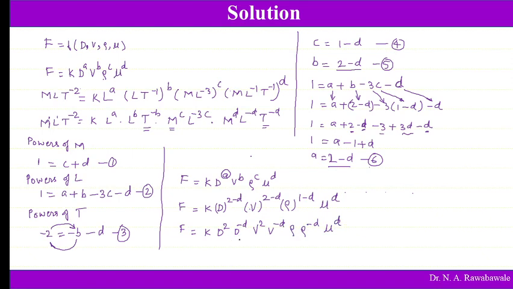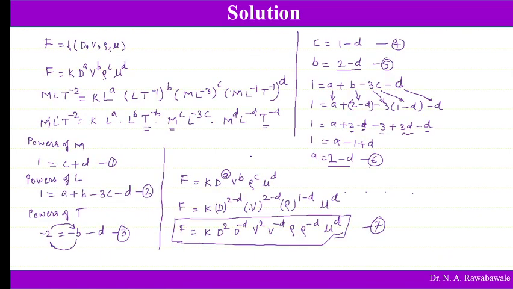So now what we do, we collect the terms which are positive on one side. Positive terms we collect on one side, that is, we carry this forward to the next page. We call this equation number 7. We will take it on the next page.